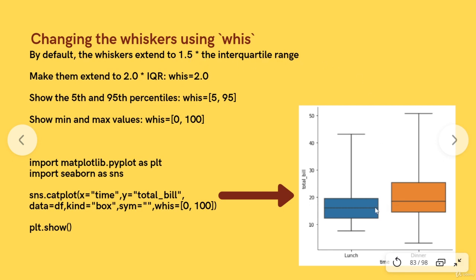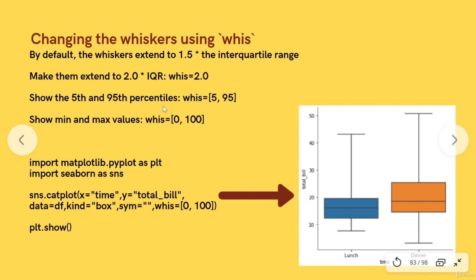This is basically the interquartile range, the median, what we call. So by default, it is 1.5. They extend by default. That's the default value. You can extend them to two times of it. So you have to specify whis equal to 2 if you want to do that.